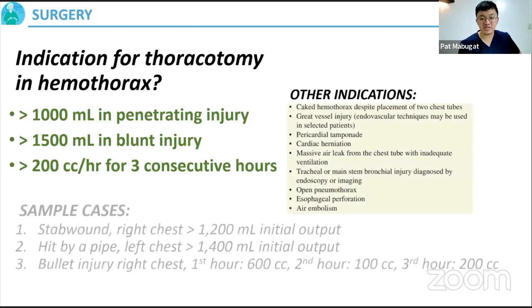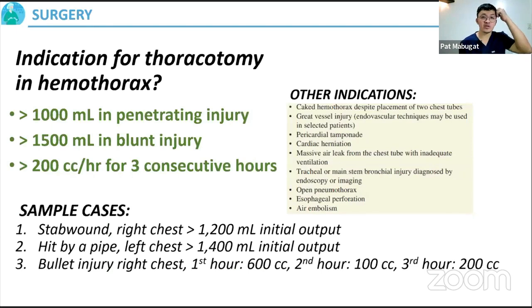Right? So you have sample cases right here. Stab wound, right chest, 1,200 ml initial output. So stab wound is penetrating. We require at least 1 liter. So this has exceeded your 1 liter, so you can bring the patient to the OR, right? Next, hit by a pipe, left chest, 1,400 ml initial output. We say that the criterion is 1.5 liters. This does not actually fulfill the criteria for bringing the patient to a thoracotomy.